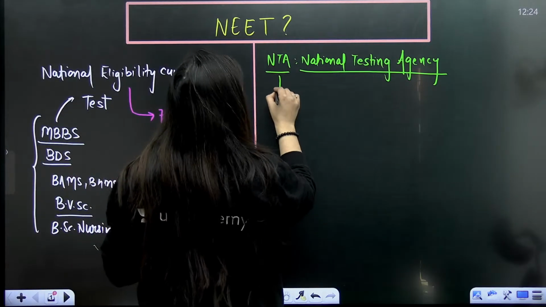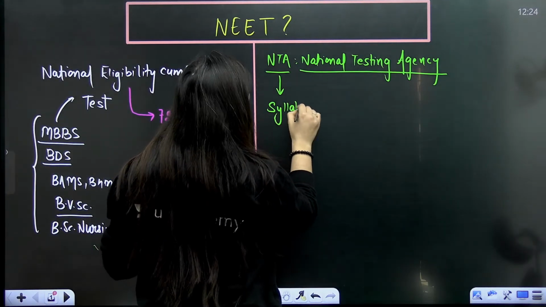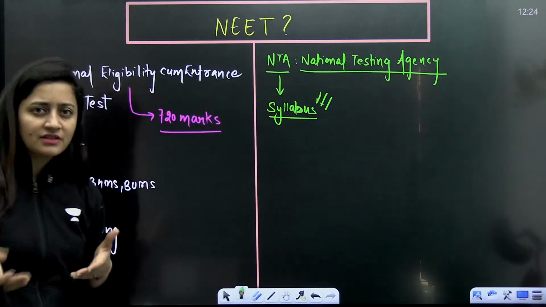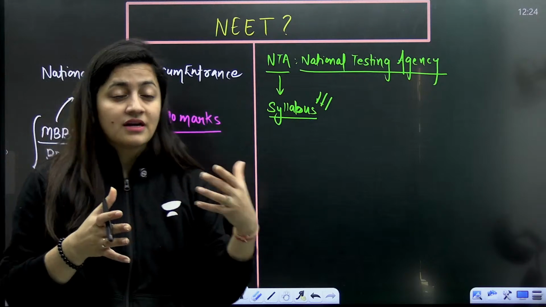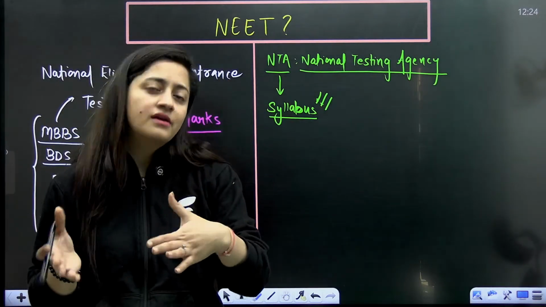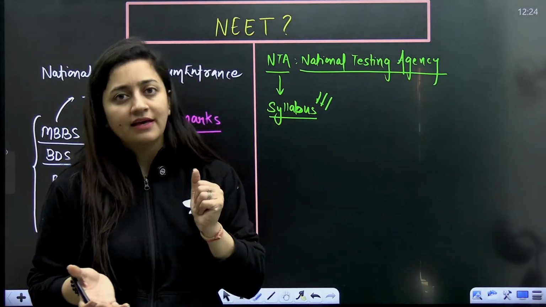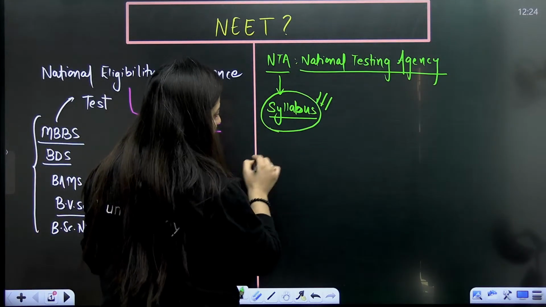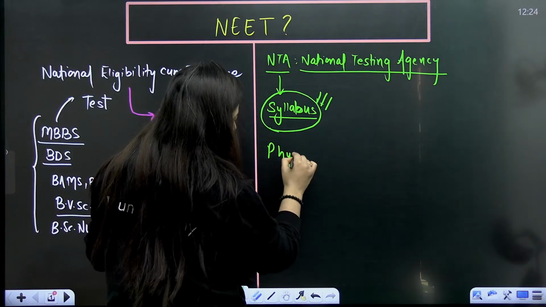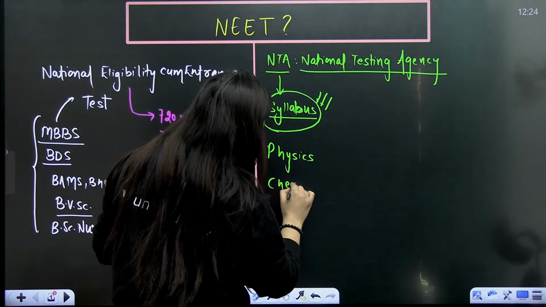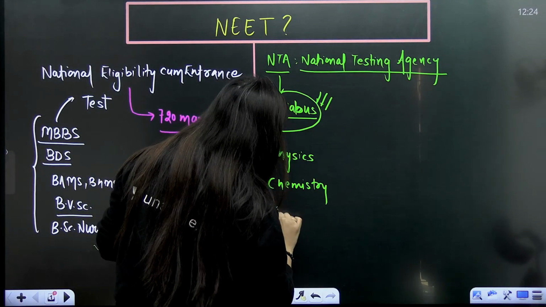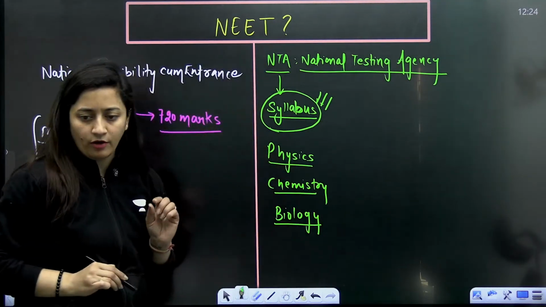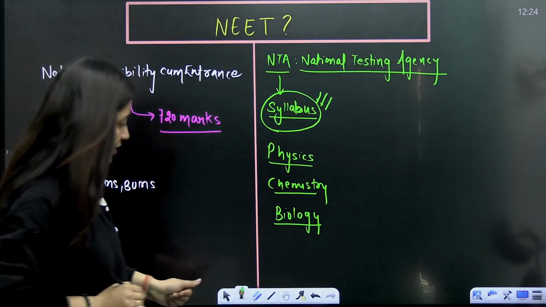Now, NTA will provide a syllabus, right? Till NEET 2027 there might be some changes in the syllabus, because as of now, not for this particular year, but last year there was confusion regarding the NCERT books. I'll discuss that as well. So basically NTA is going to provide you a syllabus, and in that syllabus you will have physics, chemistry, and biology.